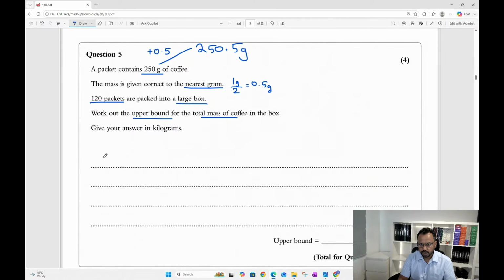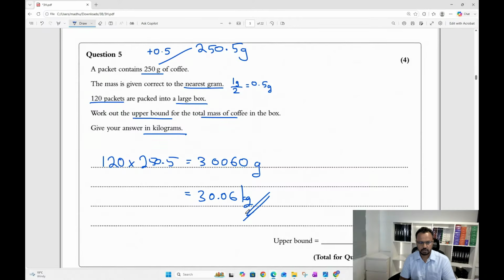So that is when all 120 of them have the maximum possible mass, so all you need to do is 250.5 multiplied by 120 gives me 30,060 grams. The question says to give it in kilograms, divide by 1,000, 30.06 kilograms, done and dusted.